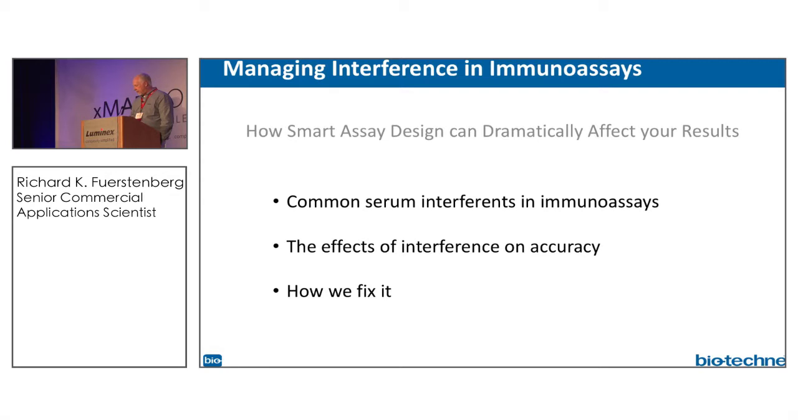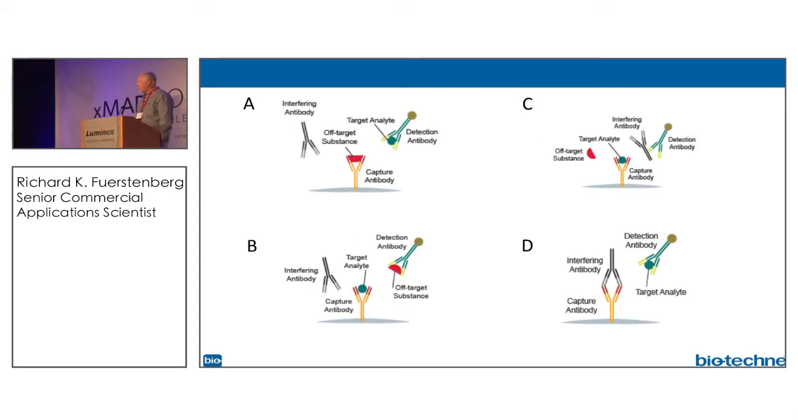So, by way of a short outline, I'm going to cover common serum interferences in immunoassays, show a few examples of the effects that interference from these compounds can have on the accuracy of your assay, and how we at R&D Systems fix that. These are just a couple of examples. By no means are these all of them, but I'll run through a couple here.